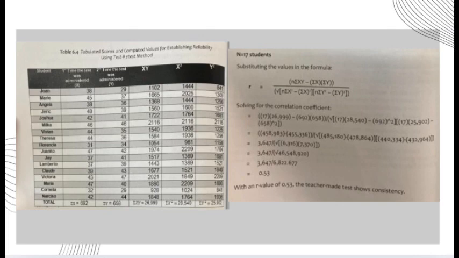So yung kailangan lang natin gawin is hanapin natin yung square root ng 46,548,920. So yung square root niya is 6,822.677. And the next step ulit is, we need to divide the 3,647 by 6,822.677, which is equal to 0.53. With an R value of 0.53, the test shows consistency.